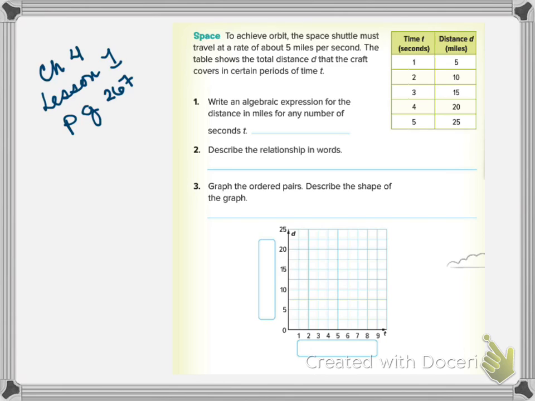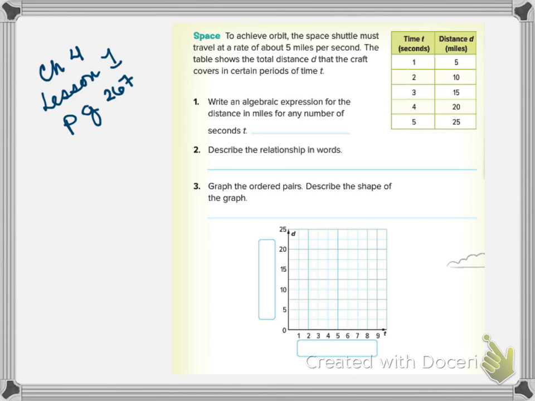We have this problem about space, so we read that problem. To achieve orbit, the space shuttle must travel at a rate of about 5 miles per second, and the table shows the total distance d that the craft covers in certain periods of time t. And then we have that information over in the chart. And we're asked to write an algebraic expression for the distance in miles for any number of seconds t. So we're looking at, like, how do we find our distance based on the seconds?